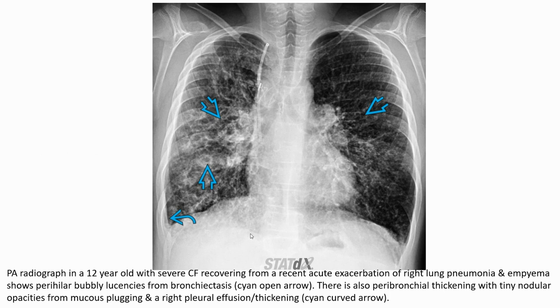Another condition. This is a PA radiograph in a 12-year-old with severe cystic fibrosis recovering from a recent acute exacerbation of right lung pneumonia and impaction. There is perihilar bubbly lucency from bronchiectasis. There is also peribronchial thickening with tiny nodular opacity from mucus plugging, and a right pleural effusion and thickening.